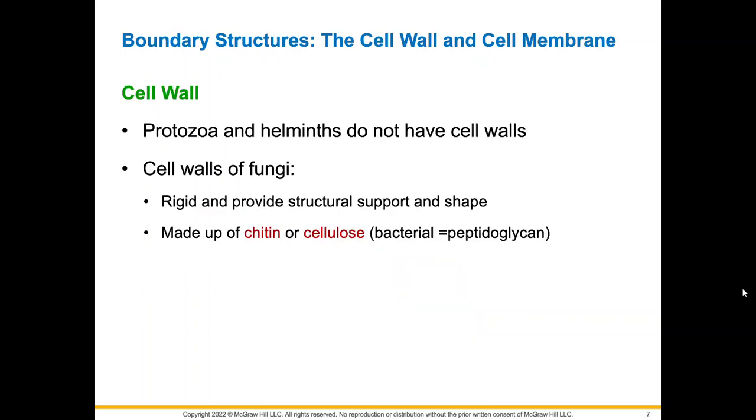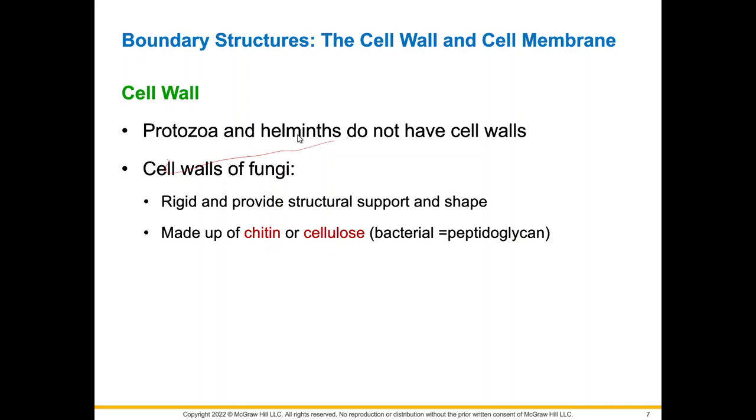Now let's move back to the boundary structures, the cell wall and membrane. Firstly, the cell wall. These are found in fungi, but not in protozoa and helminths. Those do not have cell walls in their cells, but fungi do.